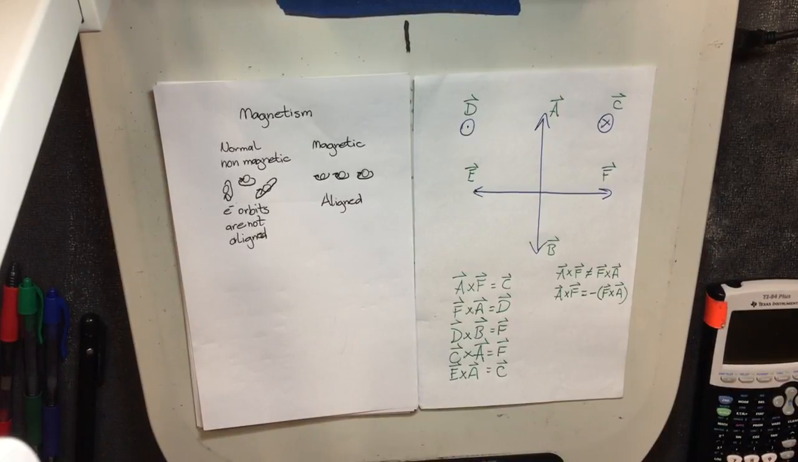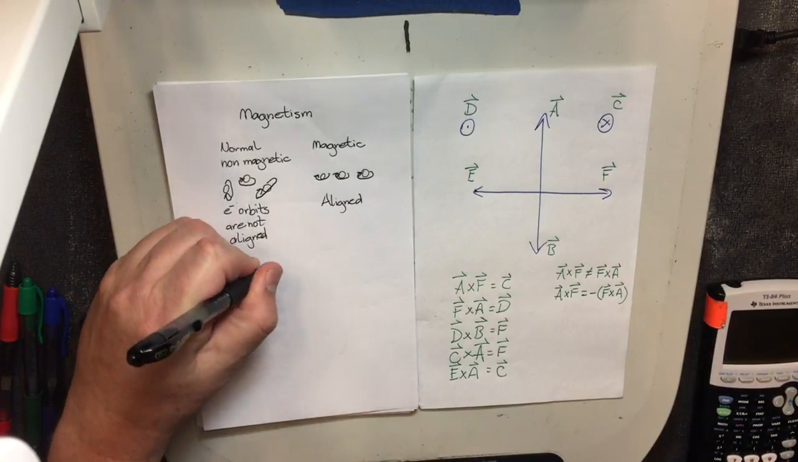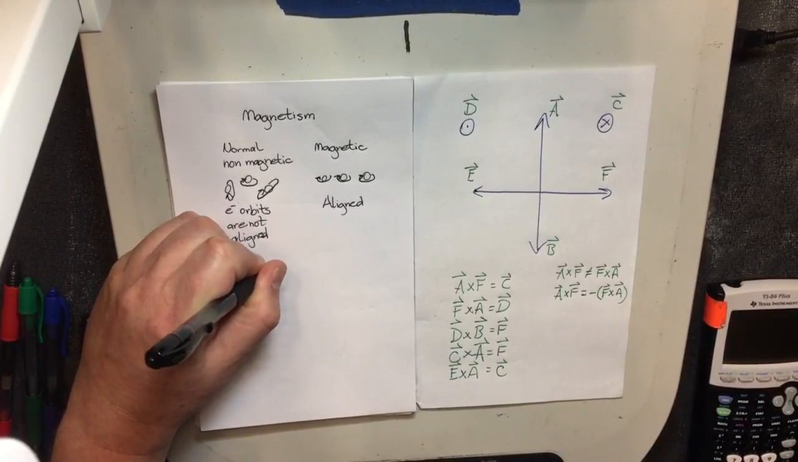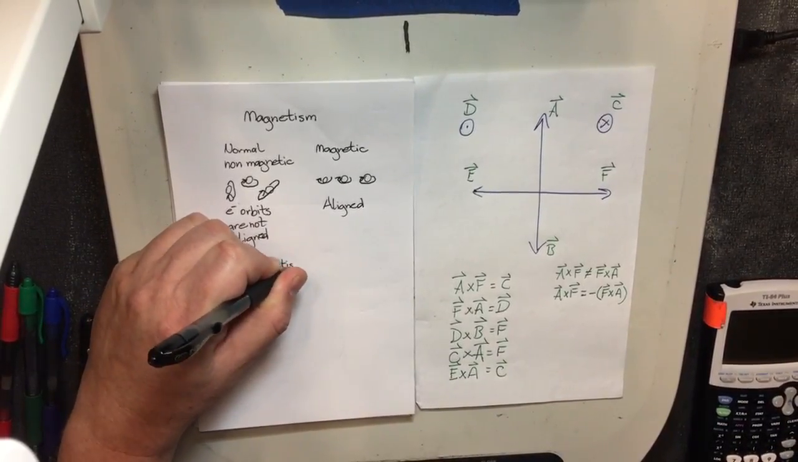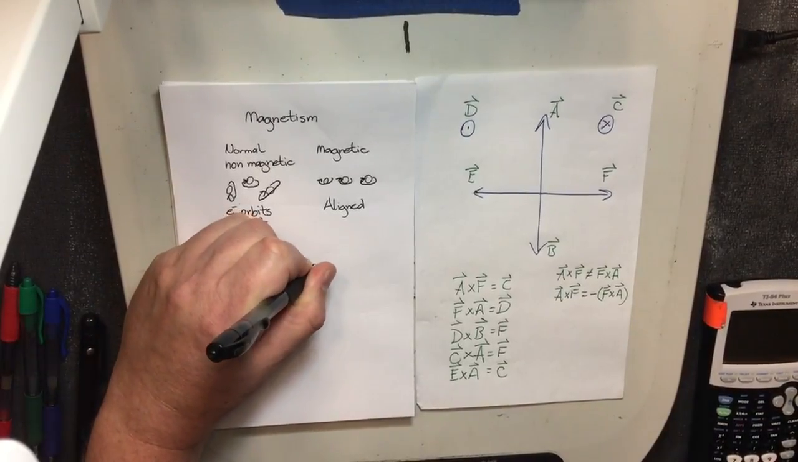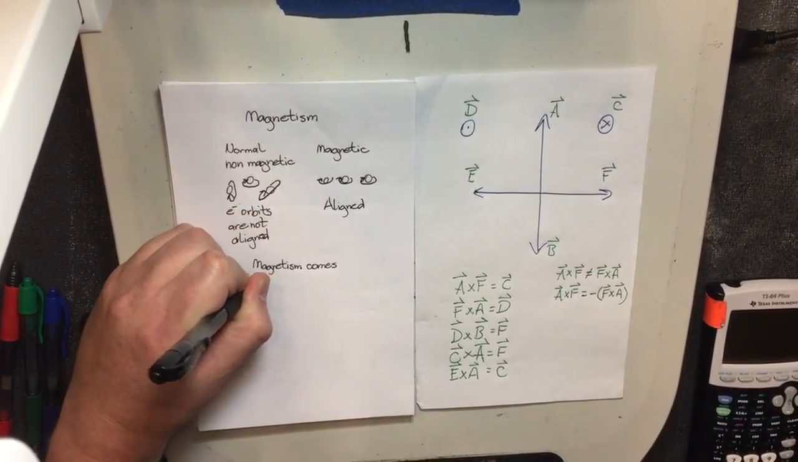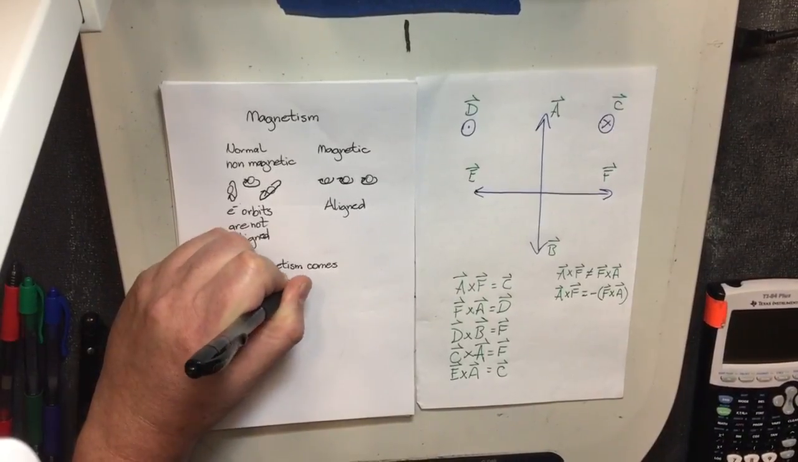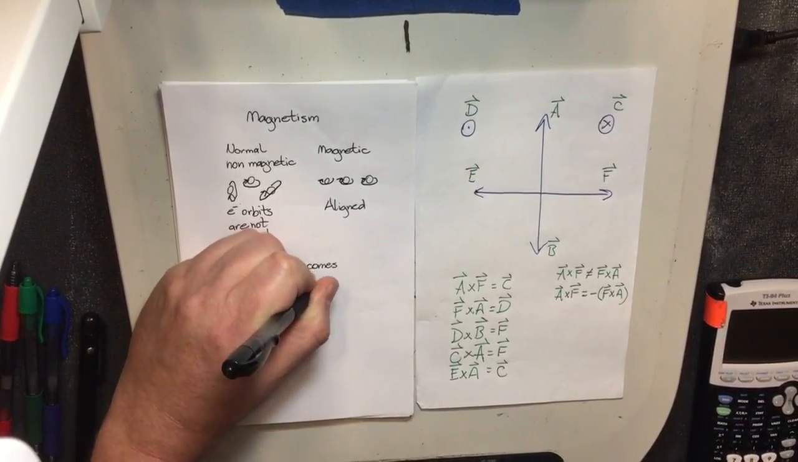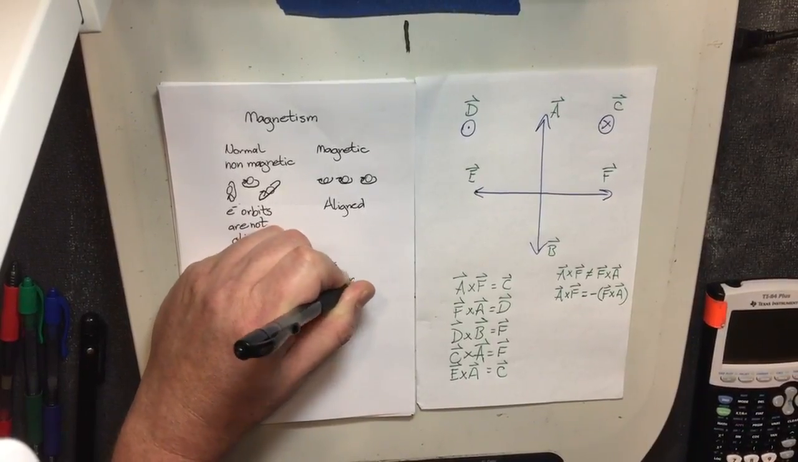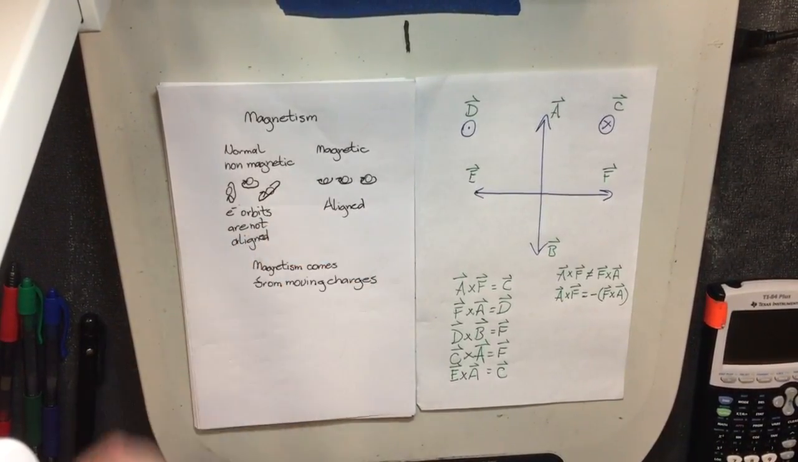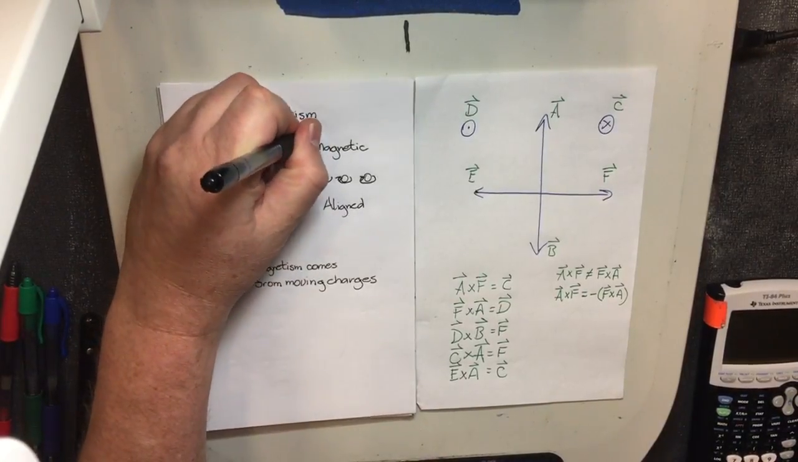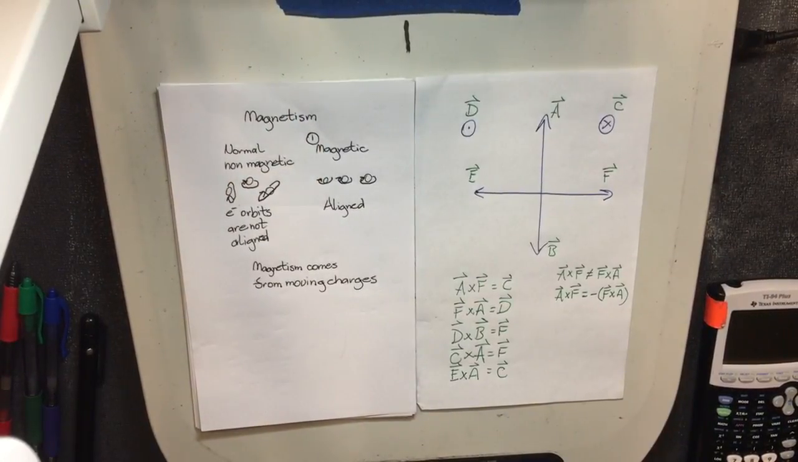So for magnetism, magnetism comes from moving charge or charges. Now you could have, this is for magnetism for just materials, but if you wanted to create your own magnetic field, what's another way of doing it? Well, you create a current.